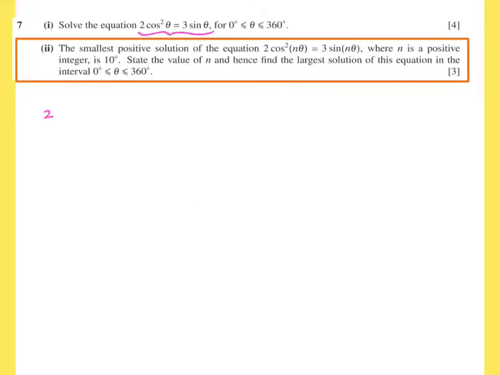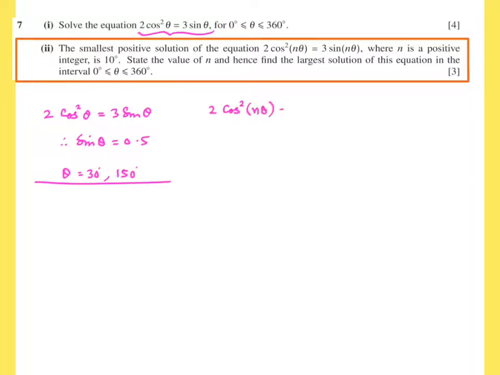Now let's look at this question. First of all, we solved part 1. I'm writing it over here. 2 cos square theta is 3 sin theta. That became sin theta equals 2.5. Therefore, theta is 30 and theta is 150. Correct? Now, this was the first one. If now the question is 2 cos square n theta equals 3 sin n theta, therefore, after simplification, it would become sin n theta equals 2.5. And now the coefficient has changed. Link it with the previous one.